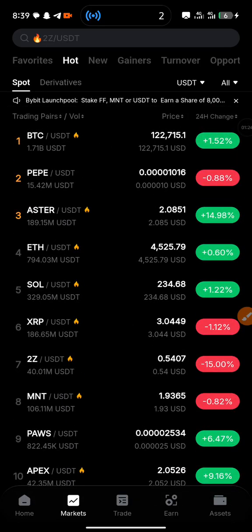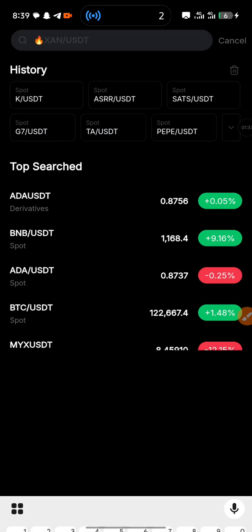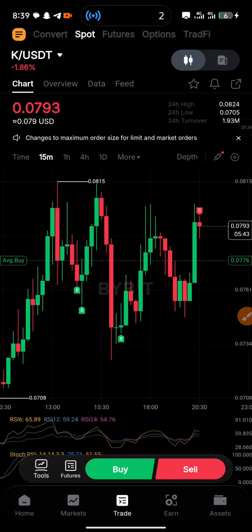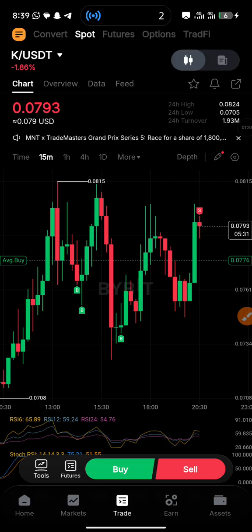Let's see how we can actually avoid these losses. I'm going to choose a particular coin that I really want to trade. I'll choose this K coin. Looking at this K coin, before doing this, you must make sure you have your USDT available, your USDT ready. Then you're going to click on buy.